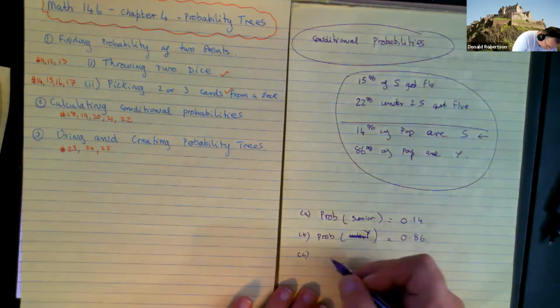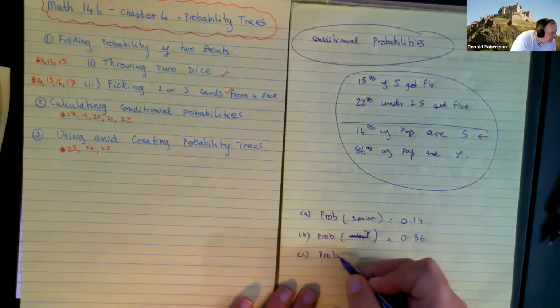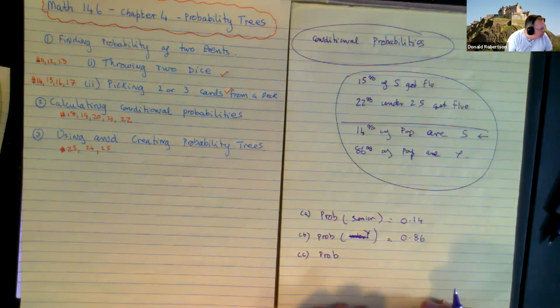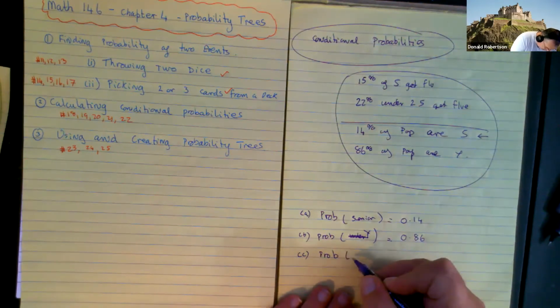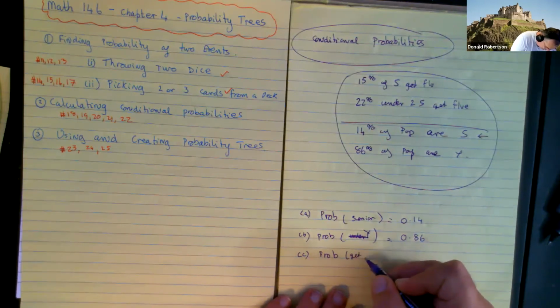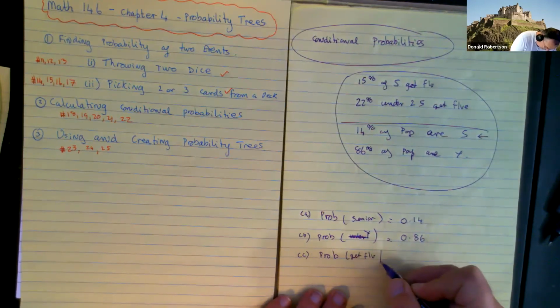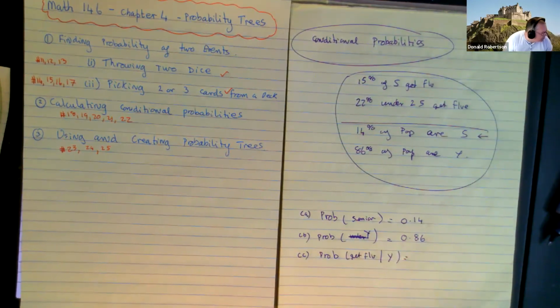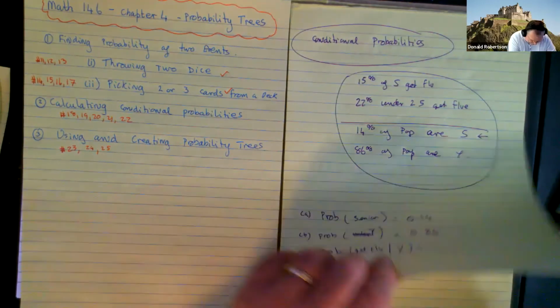Now, what's the probability that you get, let's read it. What's the probability a person selected at random from the general population who is under 65 will get the flu this year? So it's what's the probability that they get the flu given that they're young? Okay.